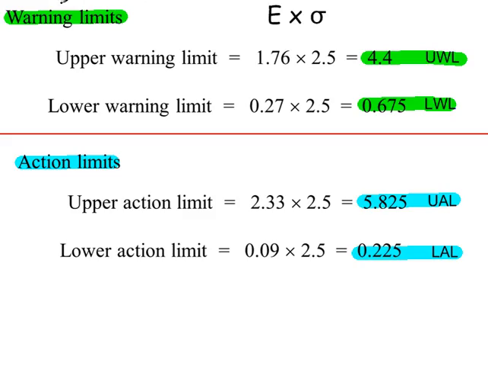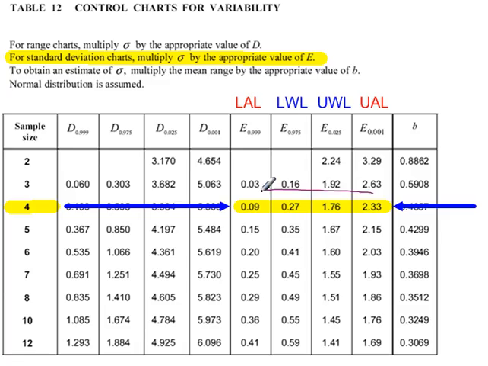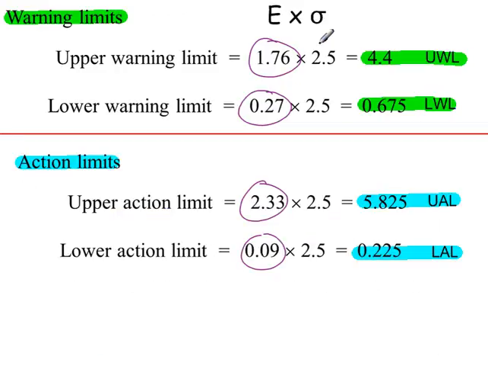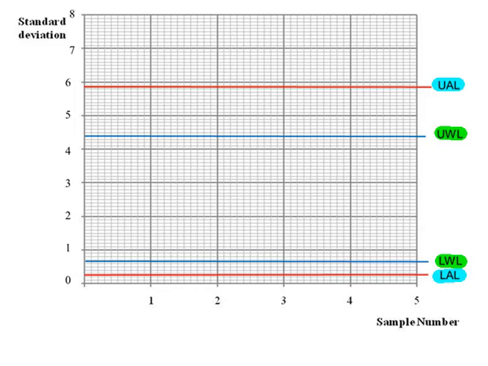So for the warning limits, it's the E value times the standard deviation. These values are from here, and it's simple, we just multiply them with the population standard deviation. So our limits go onto the control chart for standard deviation like this.